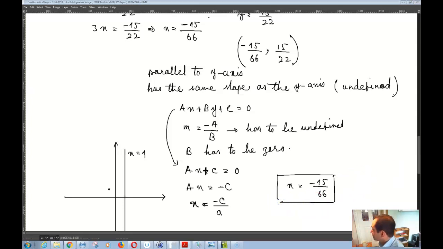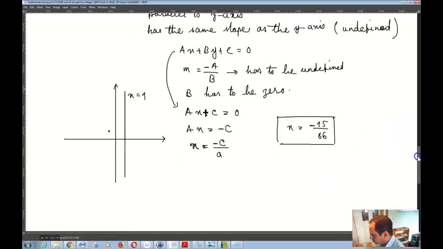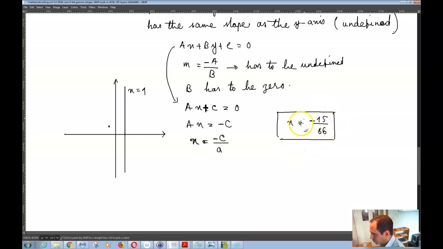So then number 6 is, of course you can simplify this, I suppose. Divide by 3, you will get 15 by 66 becomes 5 by 22. And that's negative 5 by 22, which is the right answer over here. Okay.